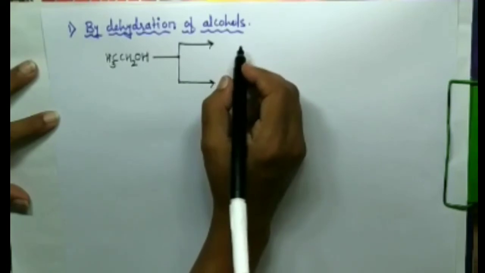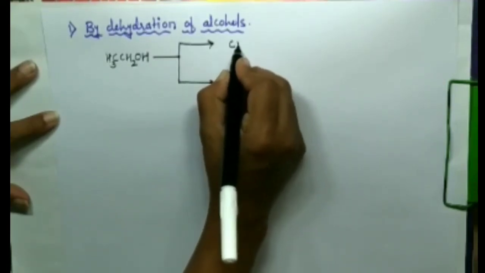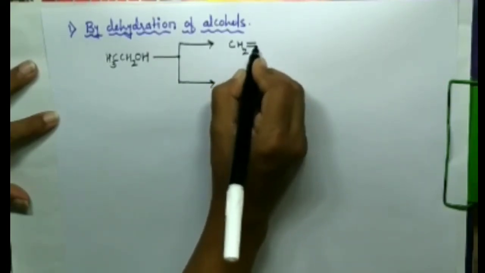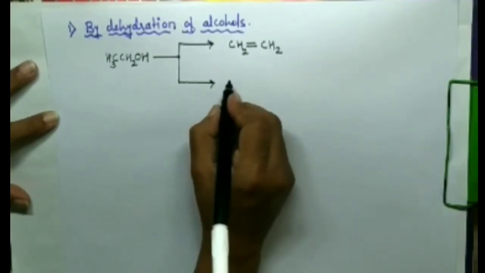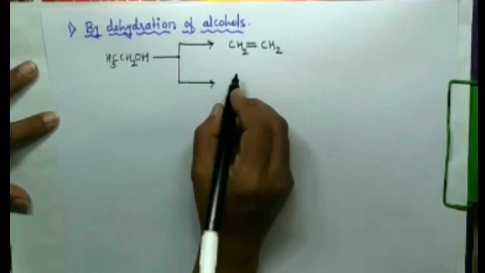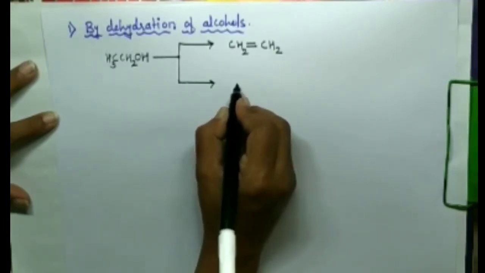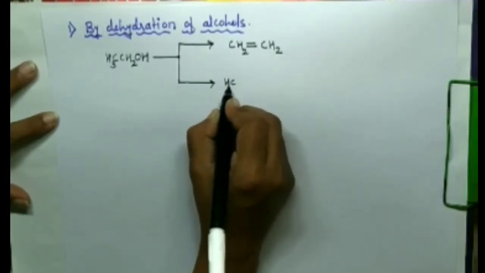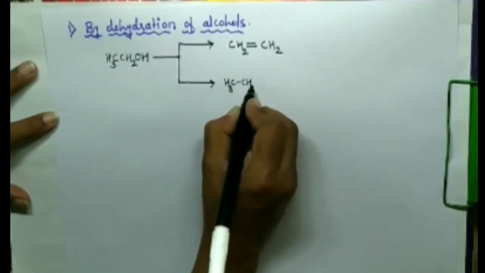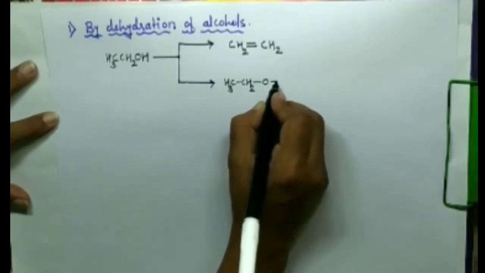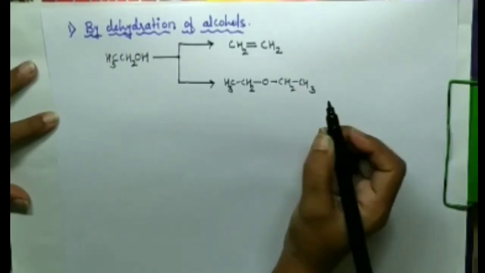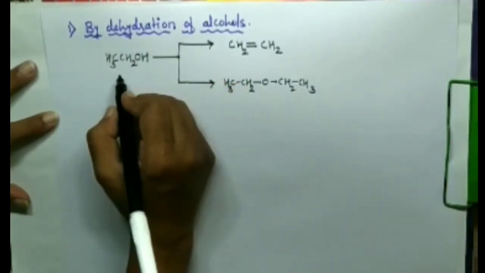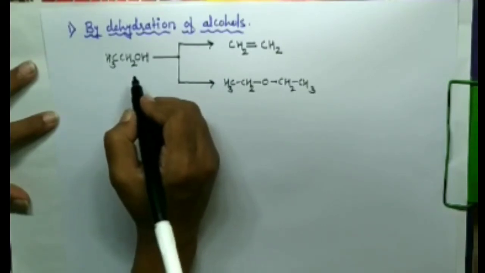These reaction conditions are different here. After dehydration, it can be converted into alkene, that is ethene, or there is a formation of this ether. We will get diethyl ether. So here it depends upon the reaction condition.